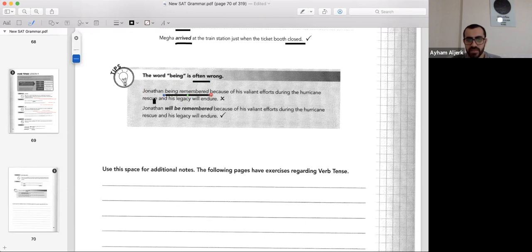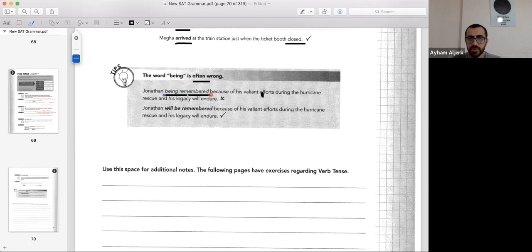Now, if we have a sentence like this, as I said, it's called non-finite. It doesn't show which tense we are talking about. Because here remembered is in the past participle form, and being doesn't have a clear tense here. So this remembered might be past simple, might be past perfect, might be present perfect. We don't know. So we take a look at the context.